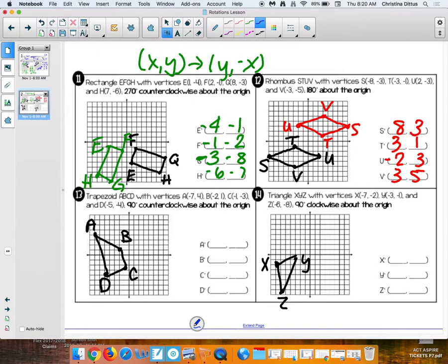Okay, number 13, 90 degrees counterclockwise. What's my rule? Negative y, x. Again, I would make it negative first, then flip. So if A is negative 7, 4, what should my new coordinates be? Negative 4, negative 7. Yes, perfect. How about B? It's negative 2, 1. Negative 1, negative 2. C is 3, 1. Negative 1, 3. And then D? 4, negative 5. Perfect.